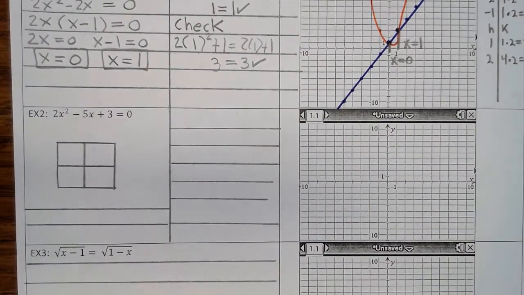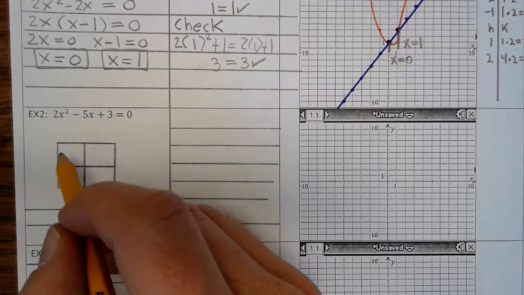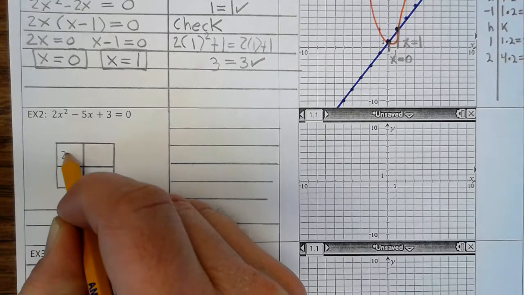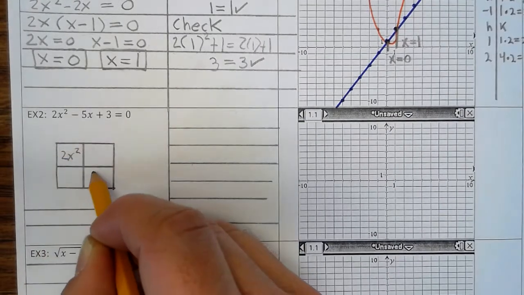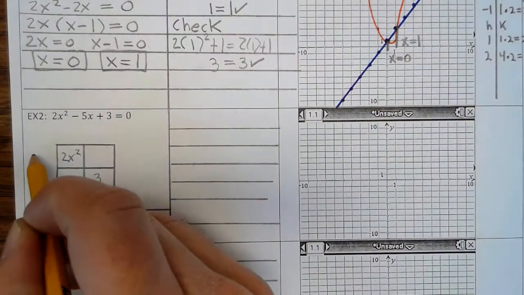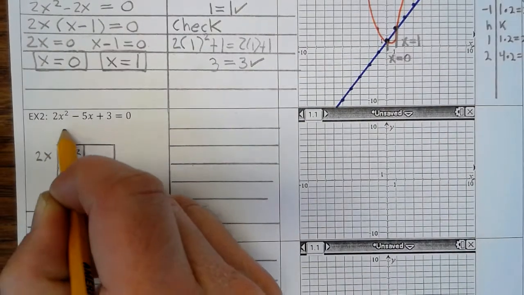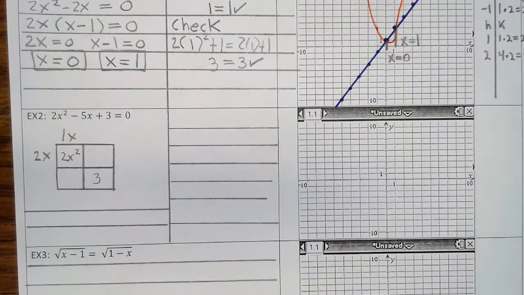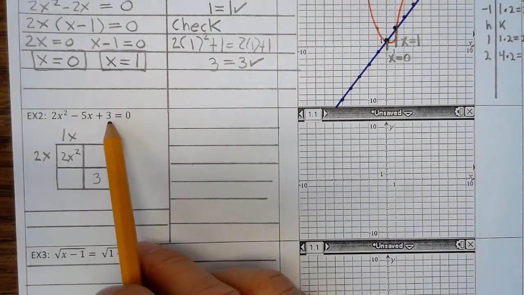All right, so we have 3 terms on the left, and it looks like we could factor. So we want to draw a box. So first term, last term. Now we know that 2x times 1x makes 2x squared. Now we need to find all the combinations that make 3.